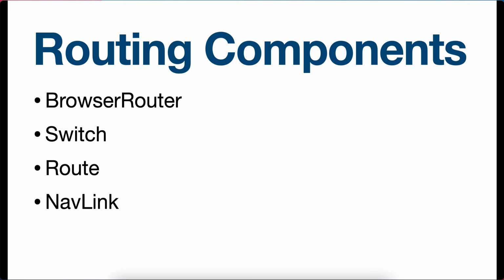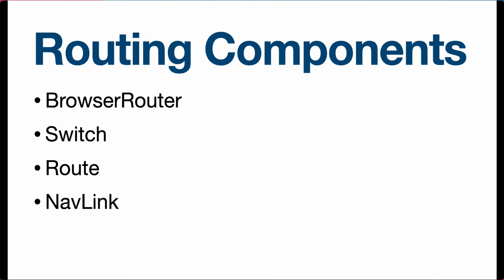For the routing components, there are four main components that we're going to look at. The first one is the browser router, which is going to enable us to use the history API from HTML5 to keep our UI in sync with our URL. If you want to use React Native instead for a mobile application, you can do that as well. But since we're doing a web app, we're going to use browser router.